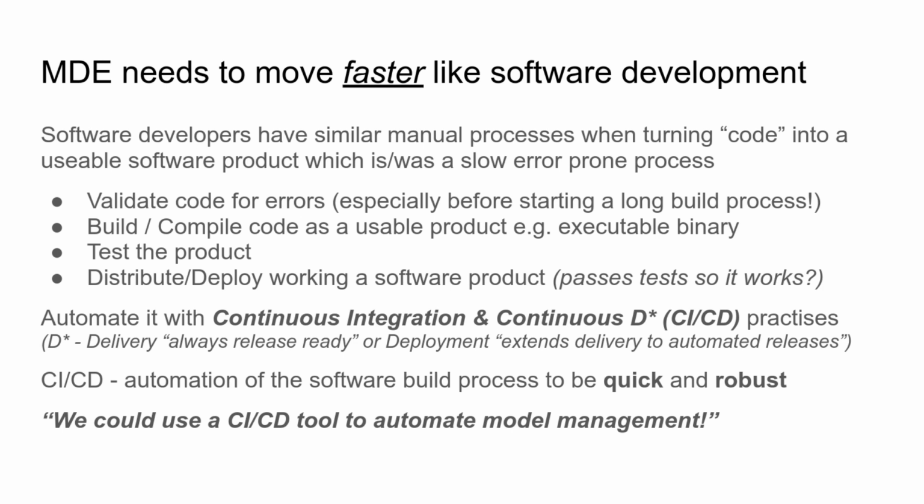How do developers do that these days? They automated it. It's called continuous integration or continuous D. Now, D in this case could be delivery or deployment. The idea being is that if it was delivery, you would be generating a piece of something that then sits in a repository that can be used. If it was deployment, you're taking something that you've built and putting it straight into a live system. So CI/CD is the automation of the software building process. It's quick and it's robust.